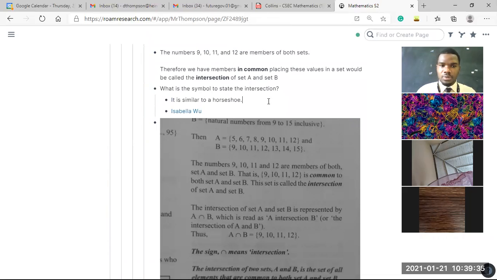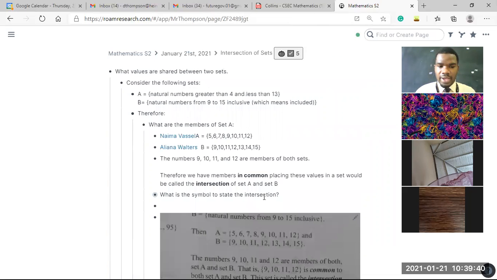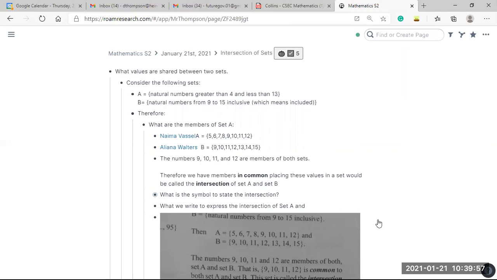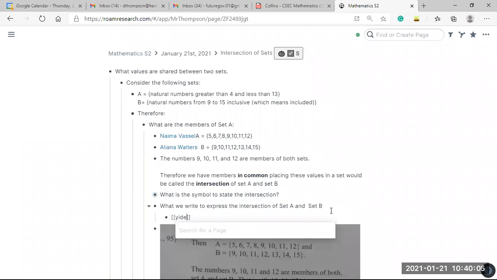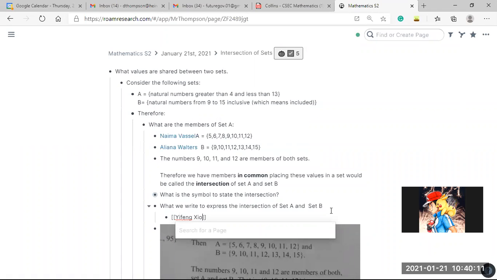So that was question 1. The next question is, what would we write to express the intersection of set A and set B? And I want Yifeng to answer this one. Yifeng, are you there? Yes. All right, so we're gonna answer this question together and express it together.